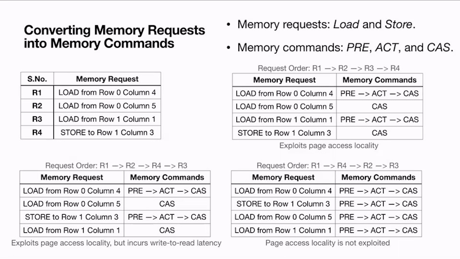So if you can exploit the locality, then you can reduce the number of operations, and as a result, your DIMM will also be supplying the data quickly. And to do that, we have to see which requests can be combined together and scheduled one after another so that locality can be exploited.